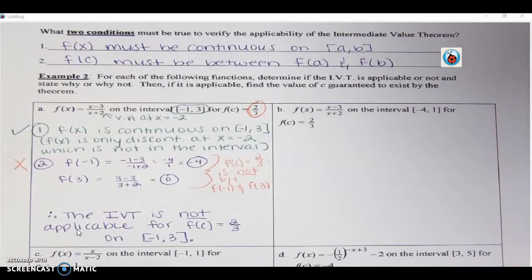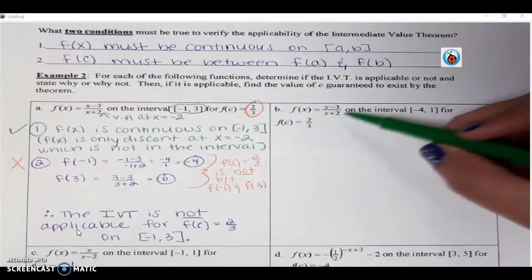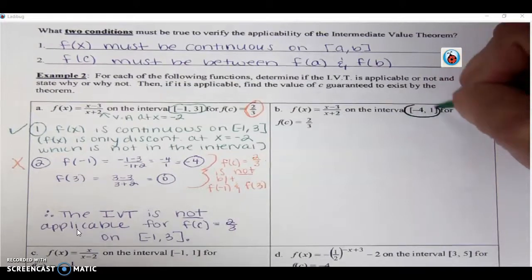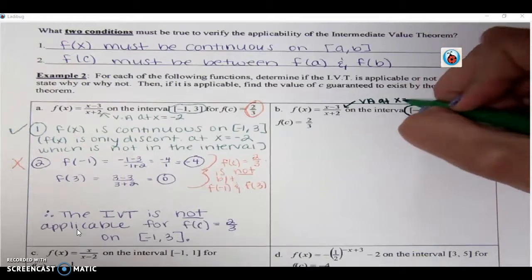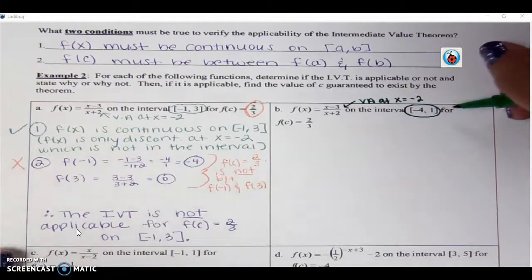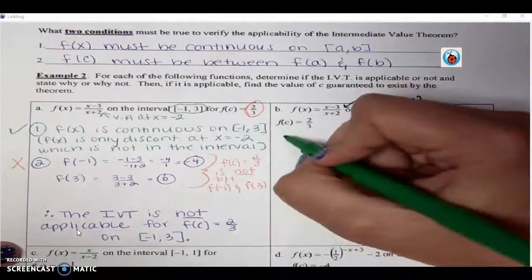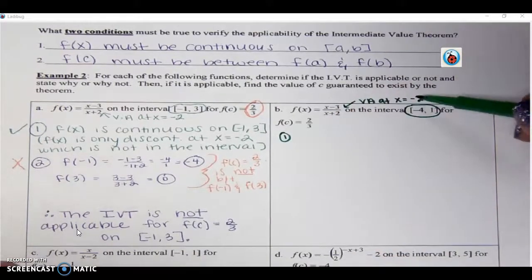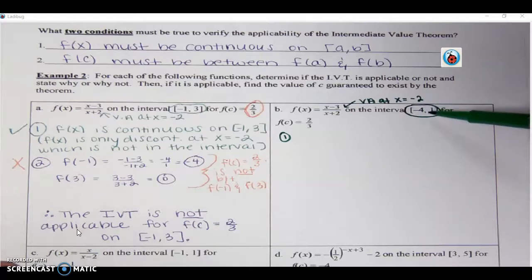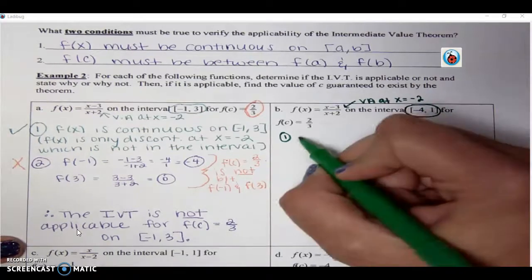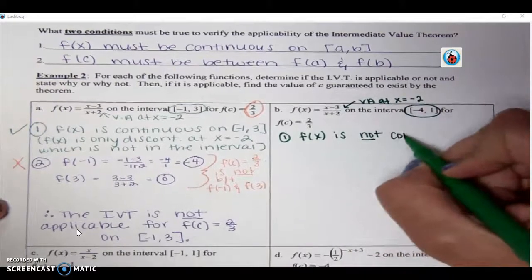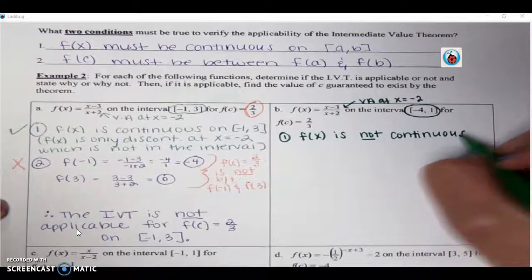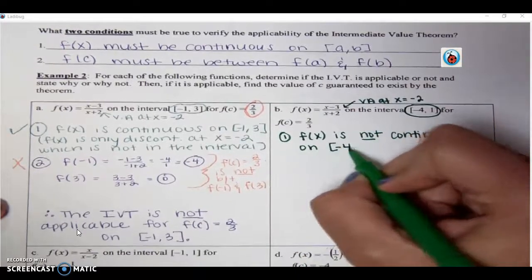Okay, so if we look at problem B here, we have the same rational function, but we have a different interval here. We still know that we have a vertical asymptote at x equals -2, but we're on the interval from -4 to 1. So when we're talking about continuous, is -2 between -4 and 1? Yes, it is. So we would say here f of x is not continuous on our interval from -4 to 1.